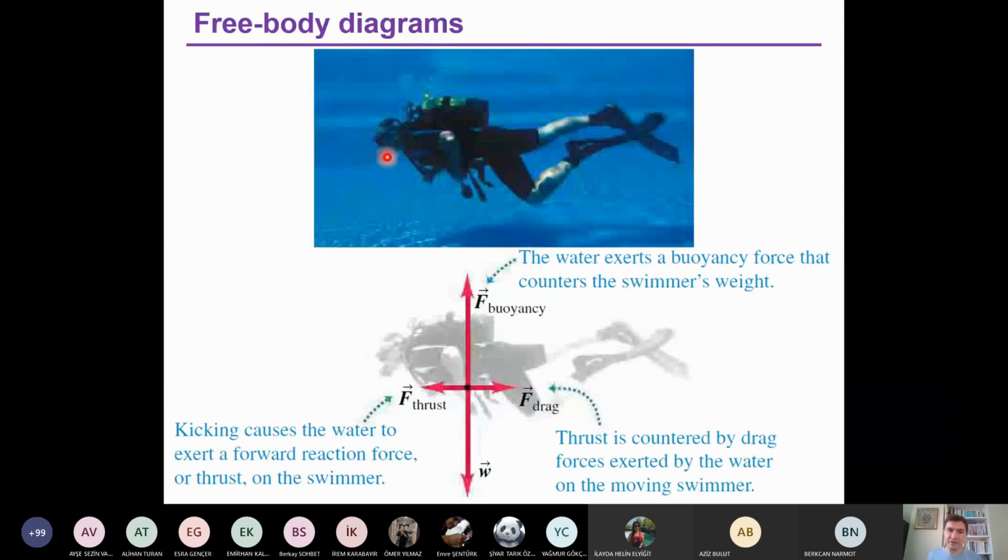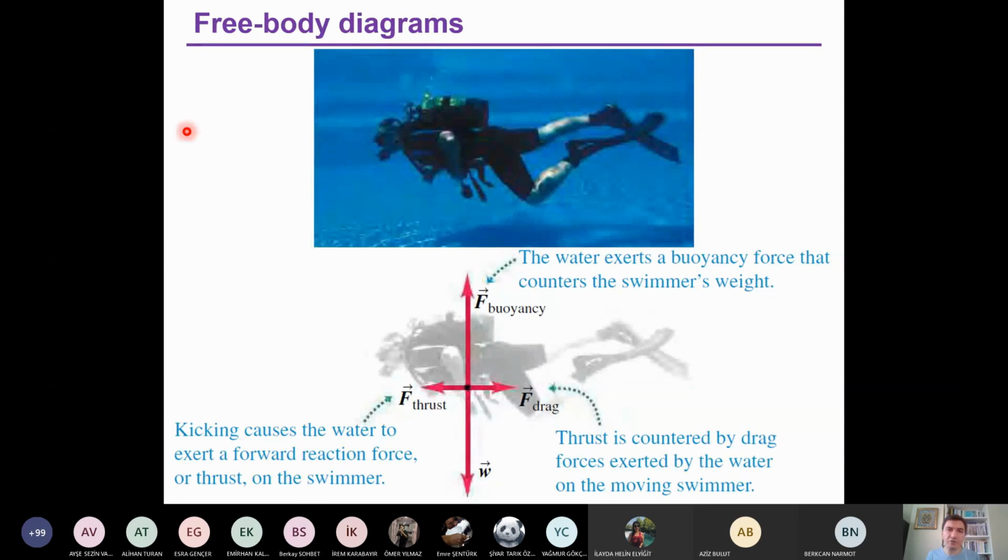Here there is a swimmer, and let's try to find the forces acting on this guy. We have the weight due to gravity, and there is a buoyancy force. The water exerts a buoyancy force that counters the swimmer's weight. So this is the weight of the swimmer, this is the buoyancy force applied by the water, and if they are equal to each other, there is no net force along the y-axis, and this guy would like to move along the left direction, let's say.